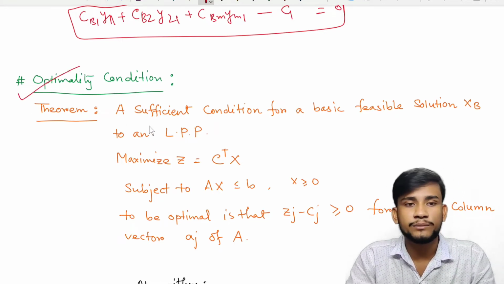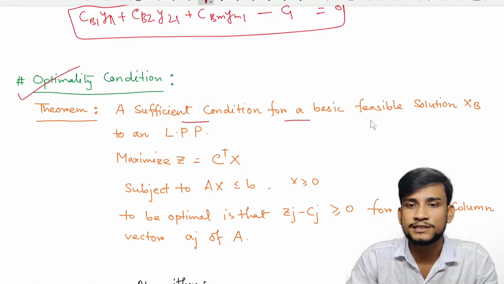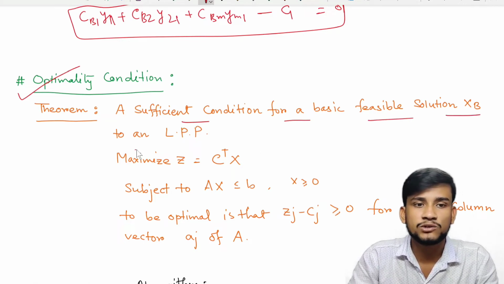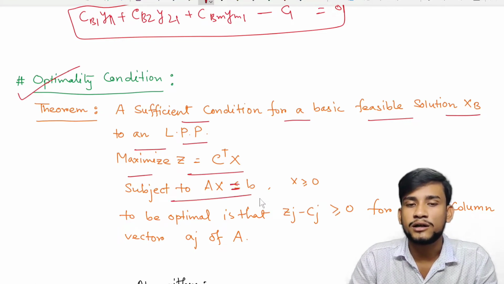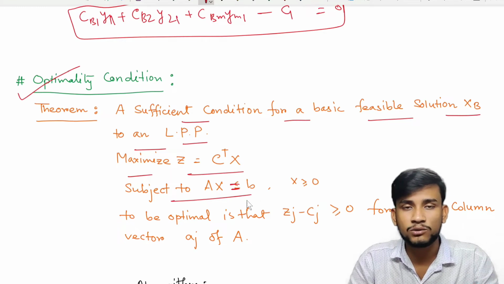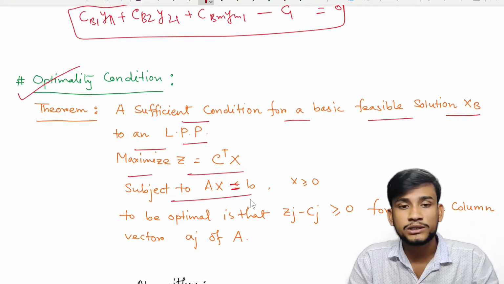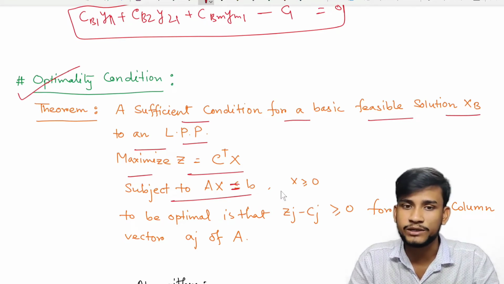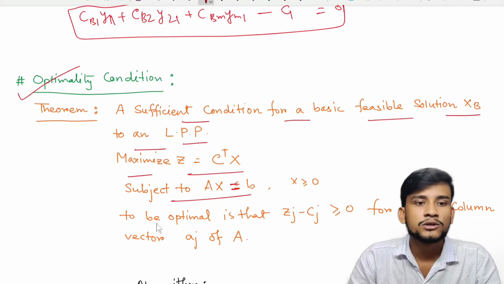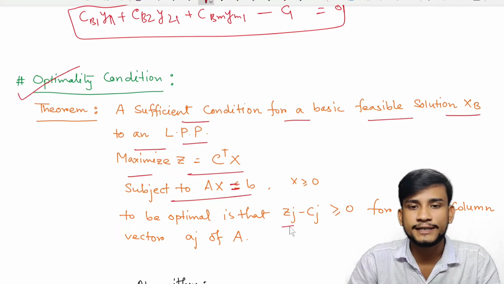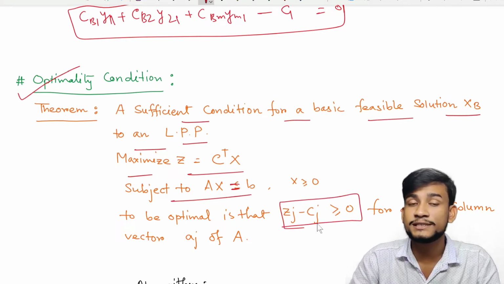There is a theorem, a sufficient condition for the basic feasible solution xB to be optimal for the LPP: maximize z equal to c transpose x subject to Ax equal to b. Here we just take the equality, and we are not introducing the slack or surplus variable in the theorems. In the later part we introduce the slack and surplus variables. So this theorem is based on just equality type of constraints. To be optimal, zj minus cj is greater or equal to 0. So this is the optimality condition.